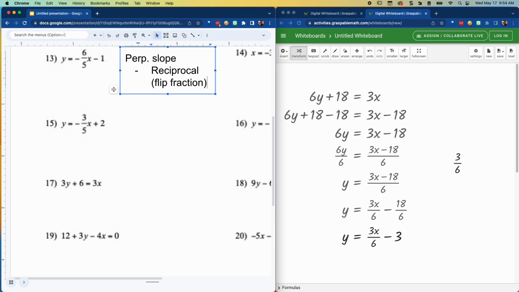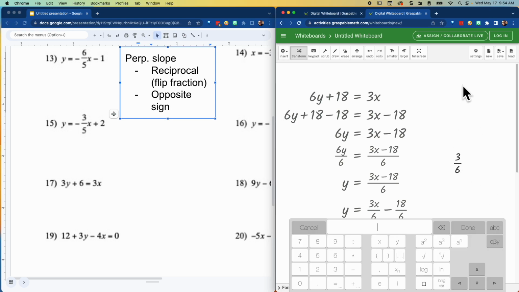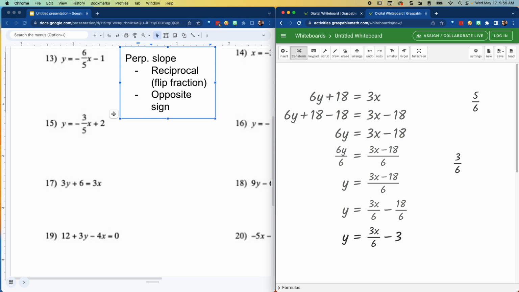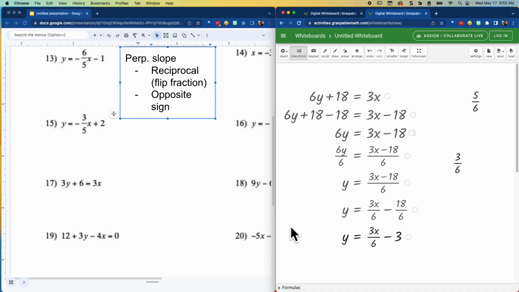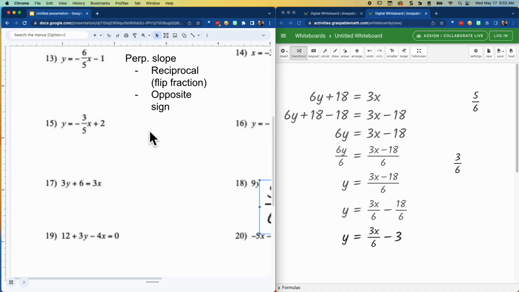And the second thing to say is it's the opposite sign. The opposite sign means that something's going to be positive and the other one's going to be negative. So when I look at this slope, it says -6 over 5. So what is the flipped and other sign? That's going to be 5 over 6 and positive. So that's the fraction that I want to put in there. So that's a fraction that you're going to write in here, 5 over 6.